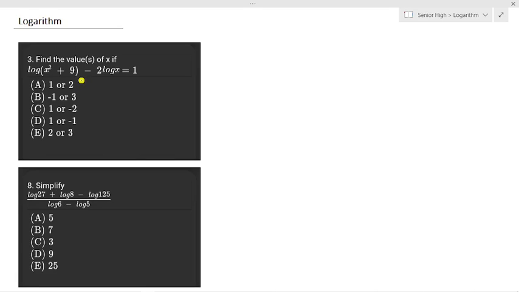Your final values are meant to be two answers, right? And that should already trigger in your mind what? Quadratic equation. Because quadratic equations are basically those equations that will always give you two values for your x, right? Okay, so that's the first part.